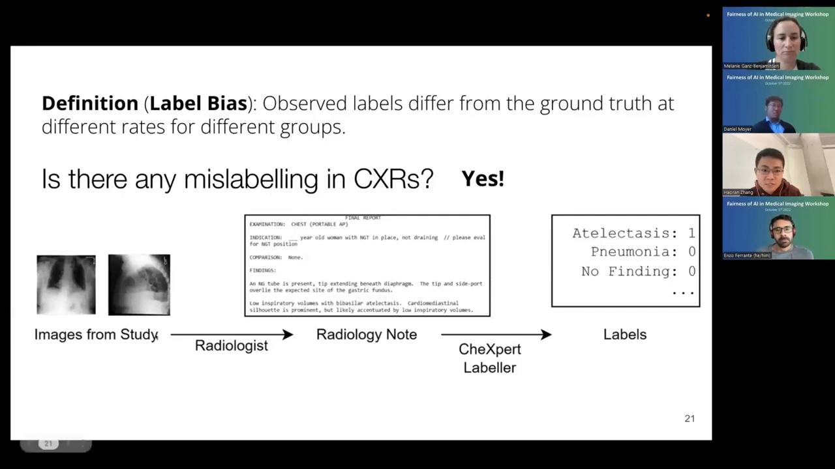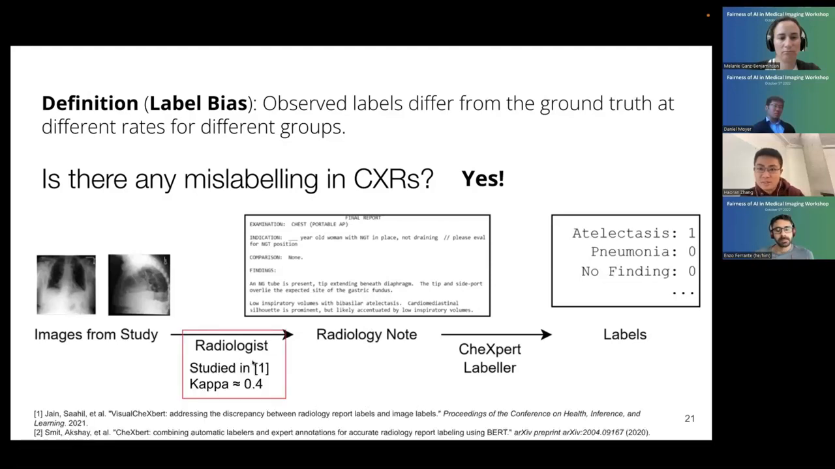The first is that the radiologist does not mention enough content in the notes from the image. Prior work has studied this, and they found that the radiologist looking at the image and the radiologist looking at the note to identify labels only have a 0.4 agreement by the kappa coefficient. So this is very poor. We're already losing a ton of information going from image to notes.